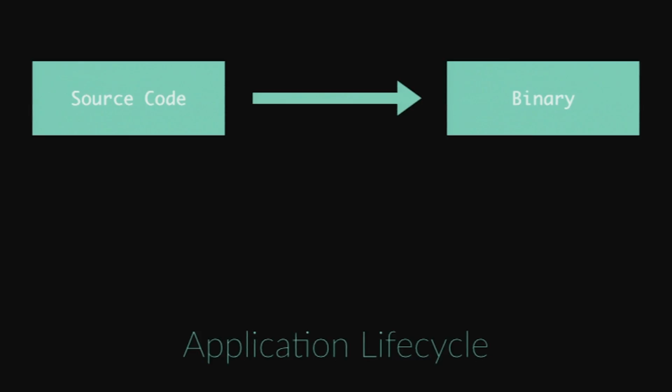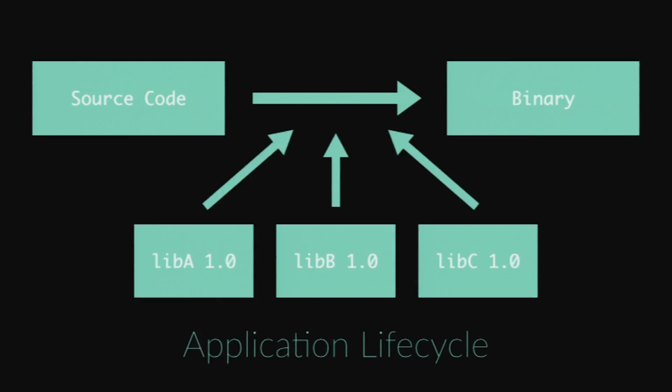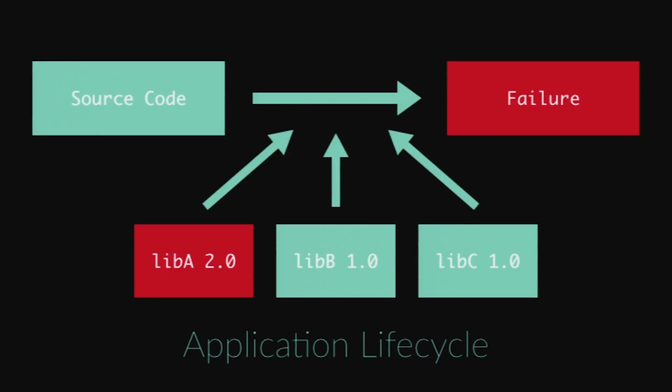So let's talk about an application lifecycle. You have your source code, you have your binary. When you build your source code, there are some libraries that come in, liba, libb, libc, and if something fails, like liba is updated from 1 to 2 and the API is different, the build fails. You don't have this half-stale artifact in production. It failed when you built it in CI.